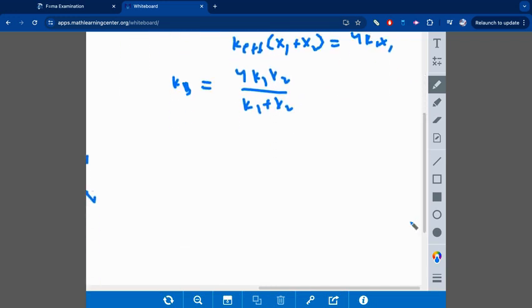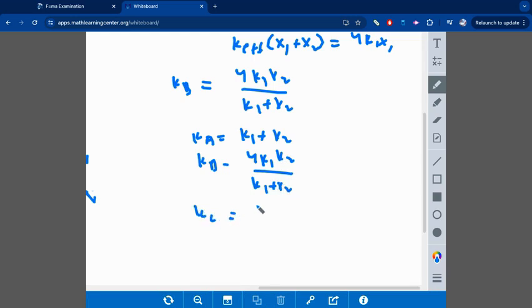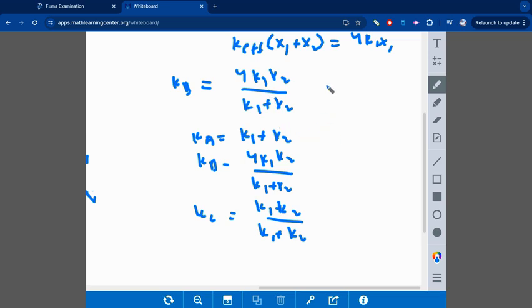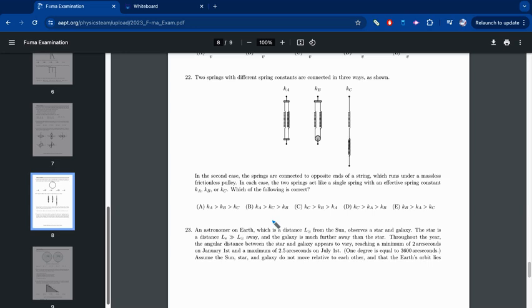Now if we compare these, we have that ka equals k1 plus k2, kb is 4k1 k2 over k1 plus k2. We can just choose arbitrary quantities for k1 and k2. The only thing we're given is that they have different spring constants. So we can say that k1 is 1 and k2 is 2. So that would be 3. This would be 8 over 3. And this would be 2 over 3. Which means that KA is greater than KB, which is greater than KC. So it's A.